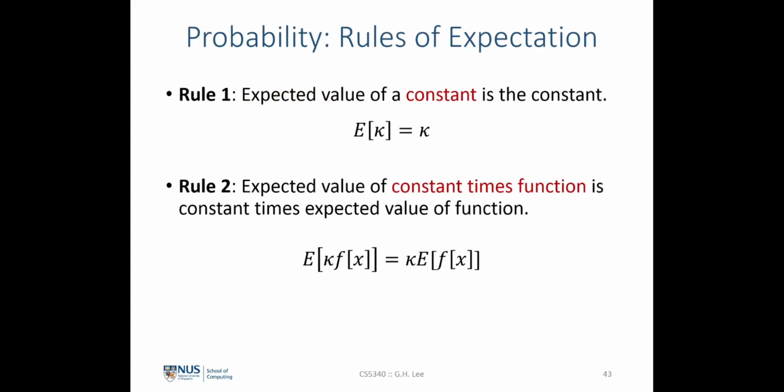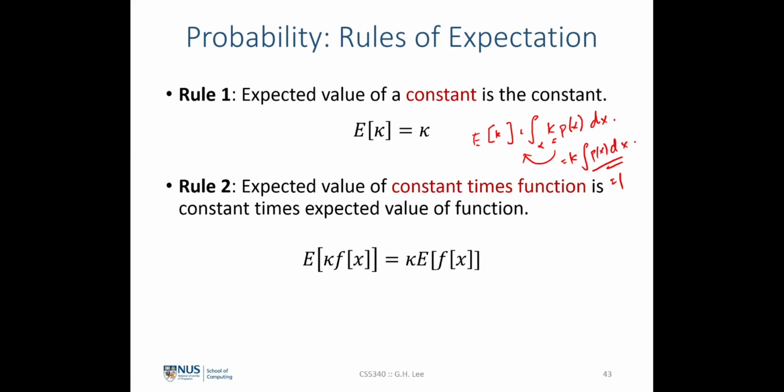Now, the first rule here is that the expected value of a constant is the constant itself. This can be easily seen where if the function is a constant, which is denoted by kappa over here, we will see that the expected value of this function kappa is equal to the integration over x of kappa multiplied by the probability distribution p(x) dx. Since this is a constant, we can pull it out, and the remaining would be an integration of p(x) dx, and this is equal to 1, since p(x) must be a valid probability distribution.